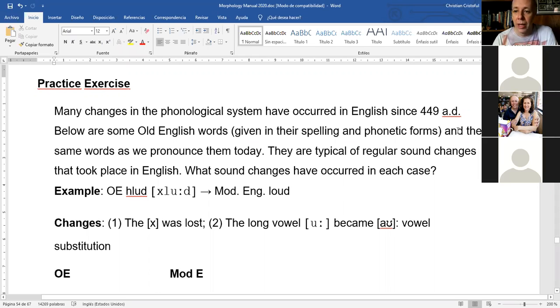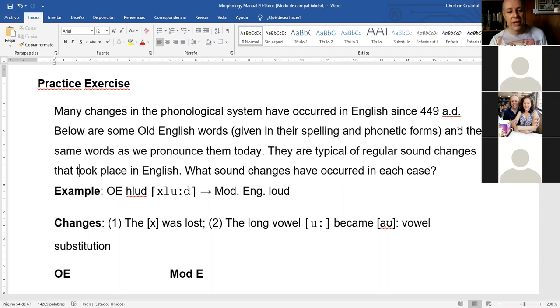Okay, and it says below are some old English words given in their spelling and phonetic forms, and the same words as we pronounce them today. They are typical of regular sound changes that took place in English. What sound changes have occurred in each case?